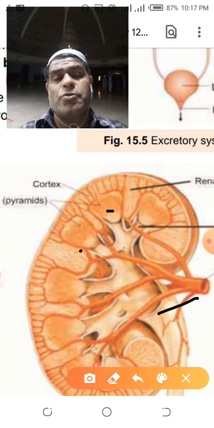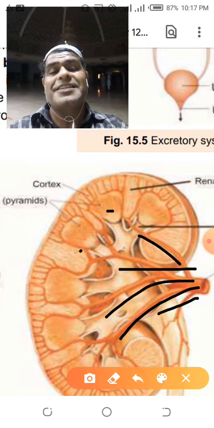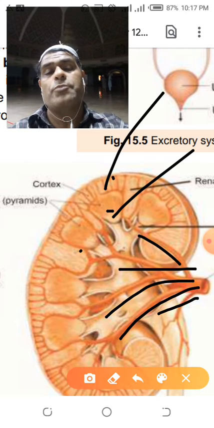This is the renal artery. I was talking about the renal artery, interlobar arteries, and the interlobar veins. And this is a medulla once again. This is a cortex. They both consist of nephrons.